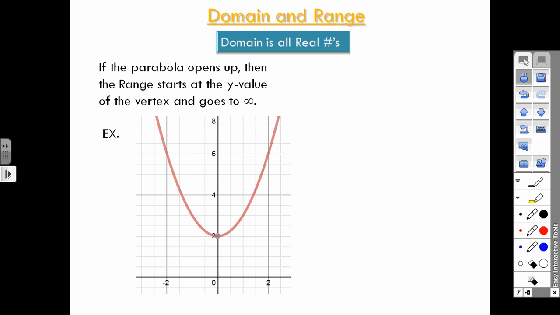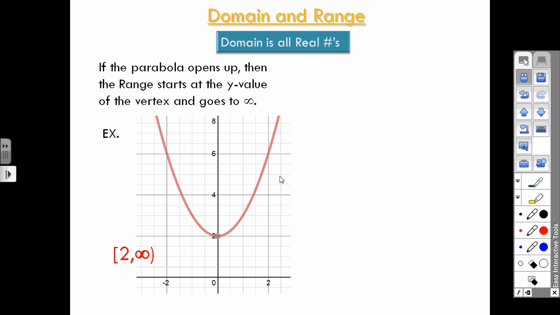So here's an example. Here's a parabola that opens up. We can see our vertex here is at (0, 2). That means that our range is going to start at 2 and move all the way up to positive infinity. Remember, domain is all real numbers, so whatever.